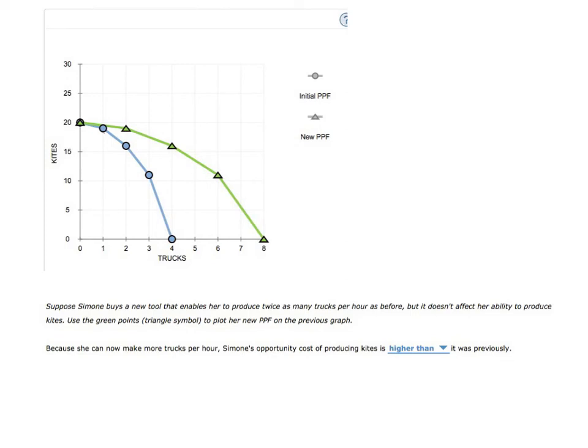So now she can make more trucks per hour. So her opportunity cost of producing kites is going to be higher than it was previously. So she's going to lose more trucks, twice as many trucks, whenever she moves to a new point on her kite production curve.